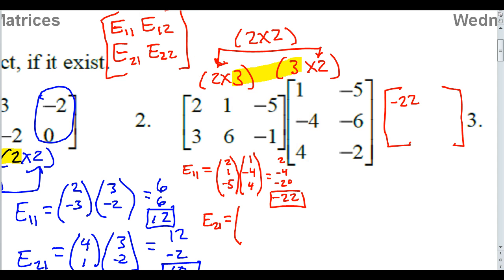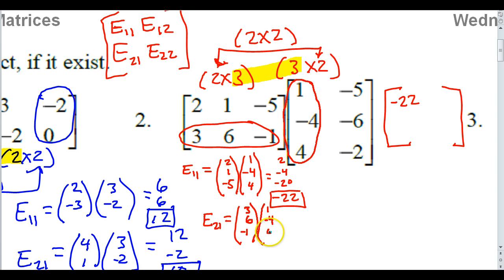The highlighter thing wasn't really working for me that well. So we're talking about row 2, column 1. So this is row 2, and this is column 1. Row 2, so that's going to be 3, 6, -1. And then column 1, so that's 1, -4, and 4.